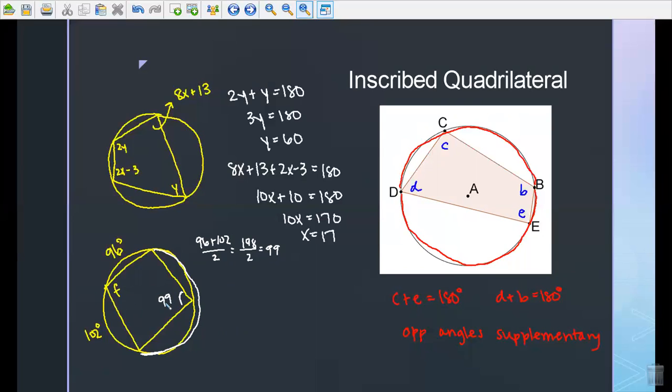Well, I know that F and 99 are supplementary because they're opposite angles. So we can say F plus 99 equals 180. Subtract the 99, and that's going to give me 81. So F is 81. With circles, there's different ways of looking at it. Just go with whatever comes to mind first. They're kind of like puzzles.